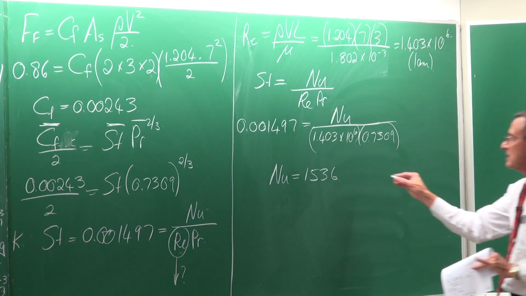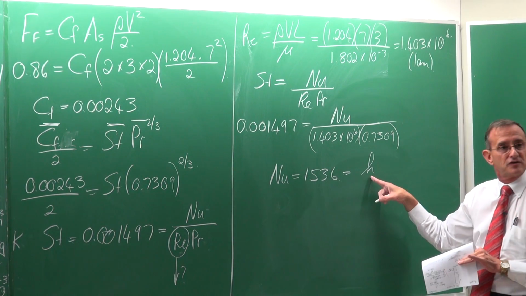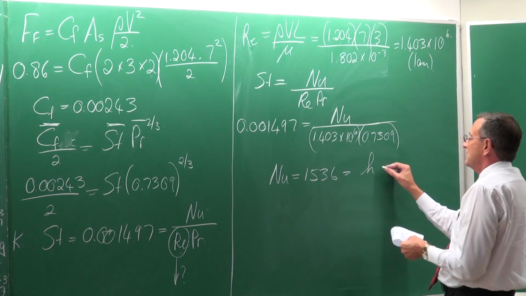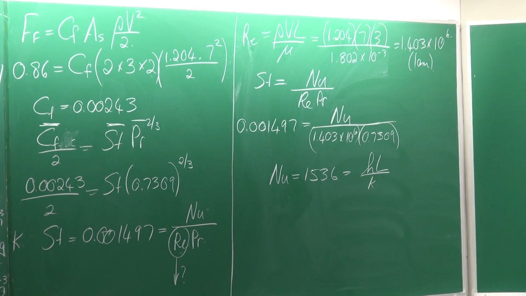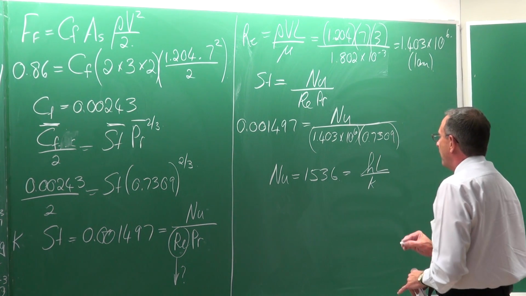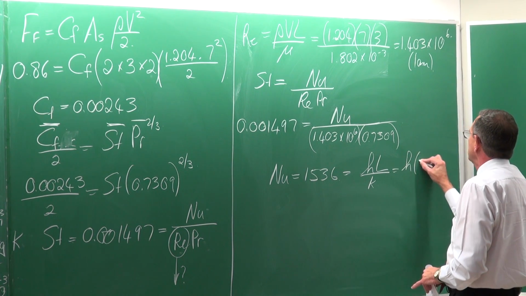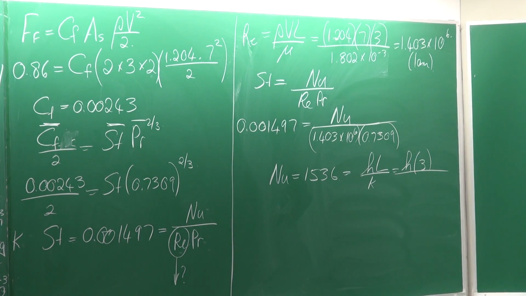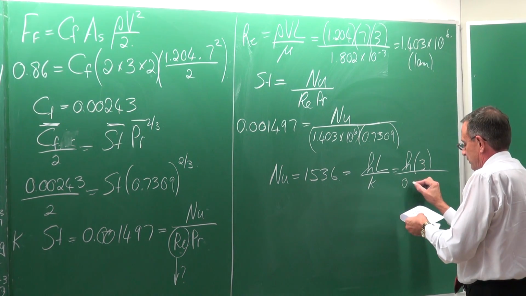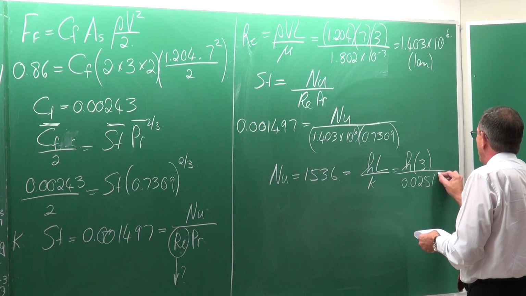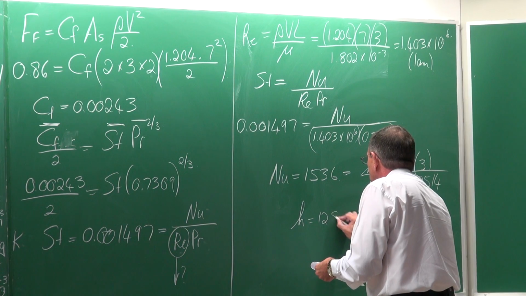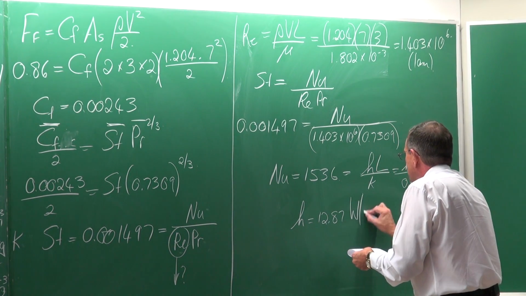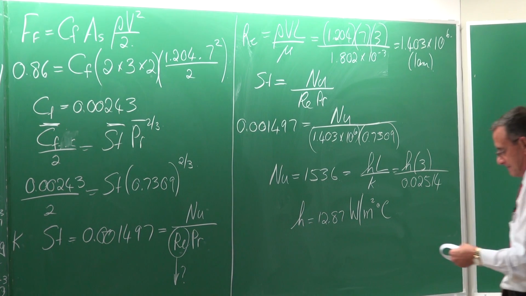If we have the Nusselt number, then we can calculate the heat transfer coefficient. The Nusselt number is equal to the heat transfer coefficient multiplied by the characteristic length divided by K, K of the fluid. Nusselt number is equal to 1536, is equal to the heat transfer coefficient multiplied by the length, which is 3 meters, divided by the thermal conductivity, 0.02514, and from that we can get that the heat transfer coefficient will be equal to 12.87 watts per square meter degree Celsius.